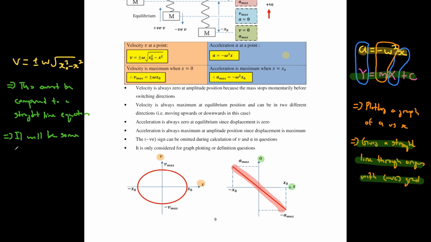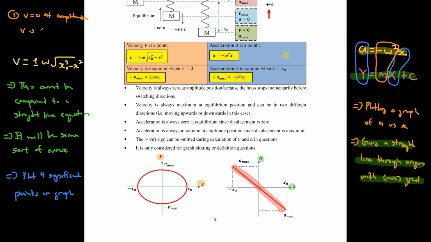Okay, because there's a square term there, it will be some sort of curve instead. Okay, so how do you know how the shape should look like? You start off by plotting 4 significant points on the graph. Okay, what do we mean by the 4 significant points on the graph? Just now I mentioned to you this V is 0 at amplitude, V is max at equilibrium.